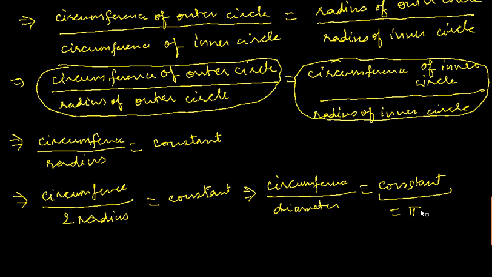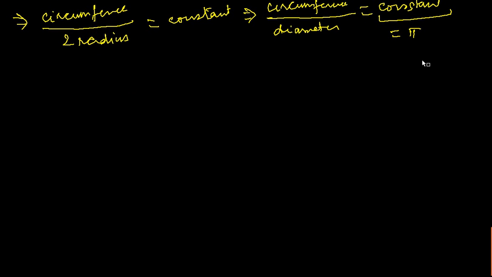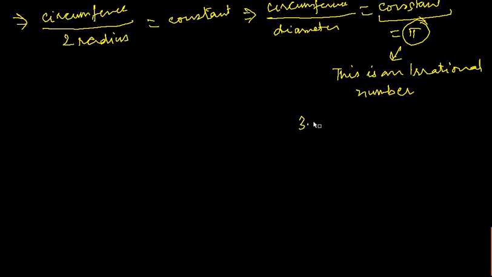This pi is an irrational number. Okay, its value up to 8 decimal places is 3.14159265, and so on.